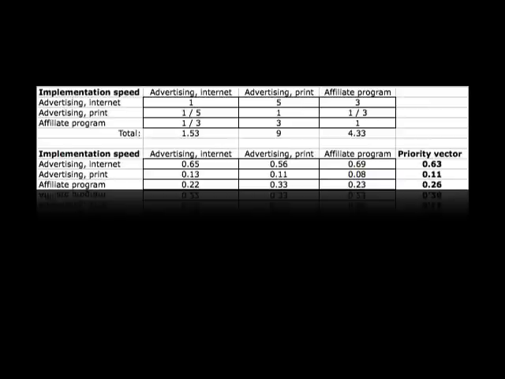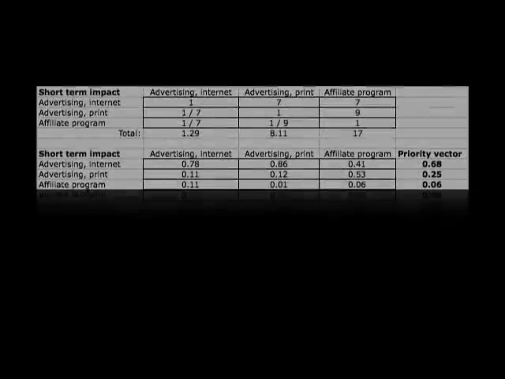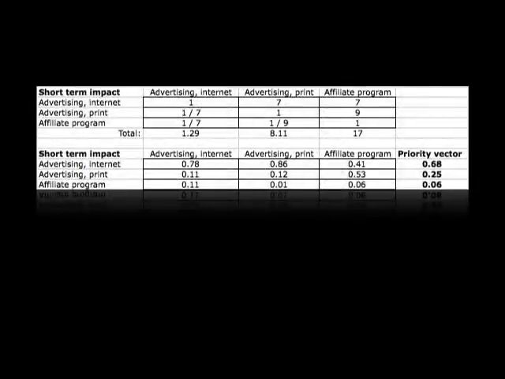We've already gone through the actual values in the main video, but essentially what we're saying is that the fastest thing to implement is the internet advertising. Then we need to do the same for short-term impact, and we have the following figures. And again, internet advertising is the best option, and we do the same for long-term impact, like this. And we find that the long-term impact of internet advertising and an affiliate program is going to be equal, and the long-term impact of print advertising is much less.